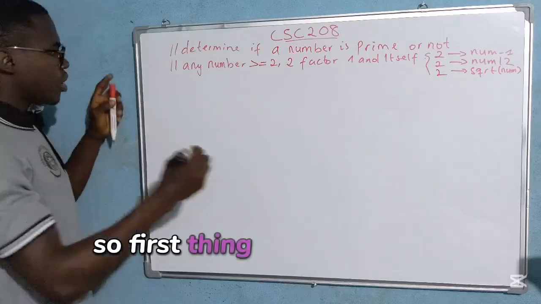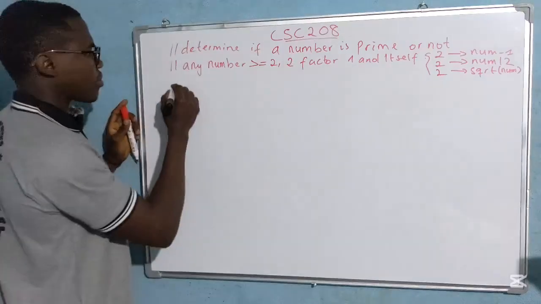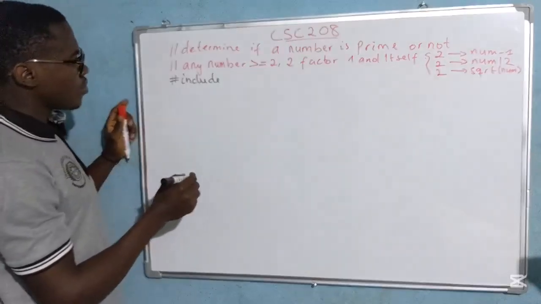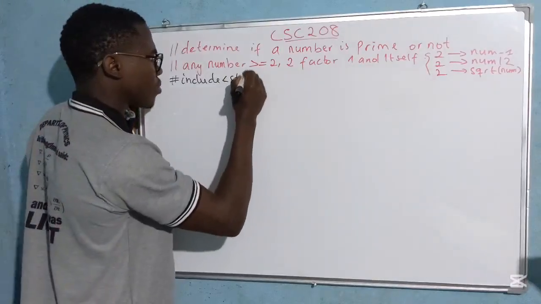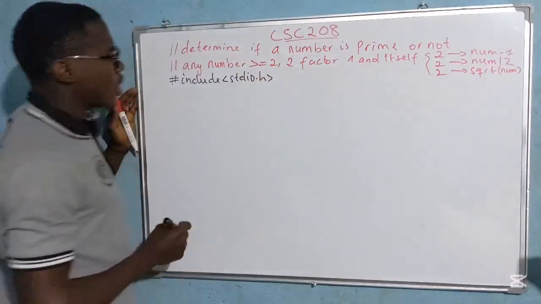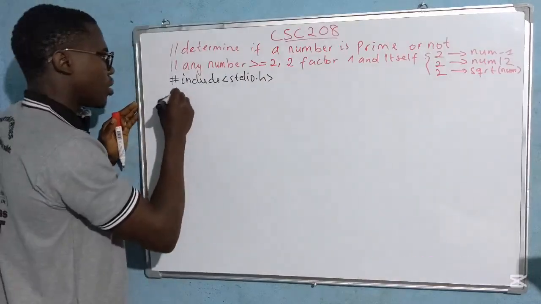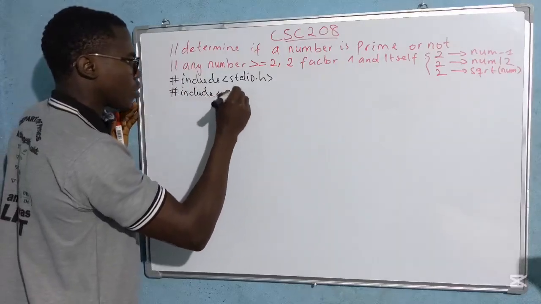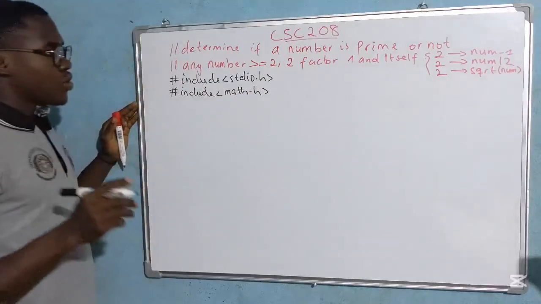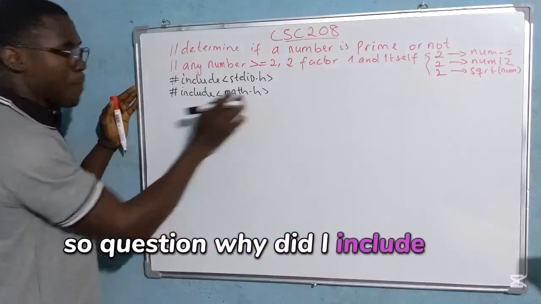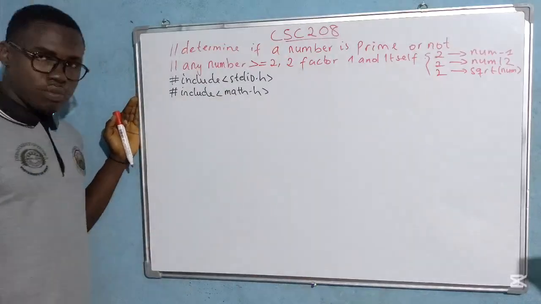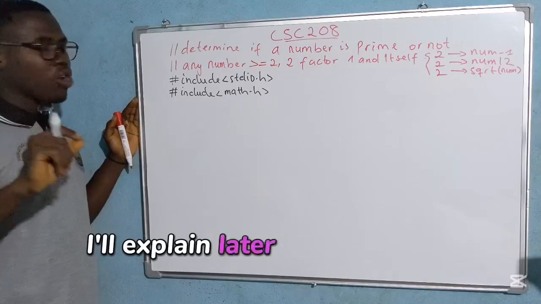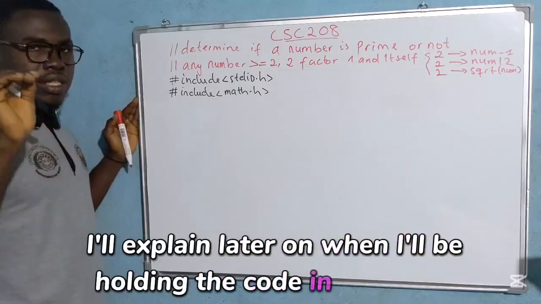So first thing, let's include our libraries. Just include standard input output. Just include math.h. So question, why did I include math.h as a library? If you have the answer, drop it in the comment section. If you don't know, I'll explain later on when I'll be running the code in my phone.